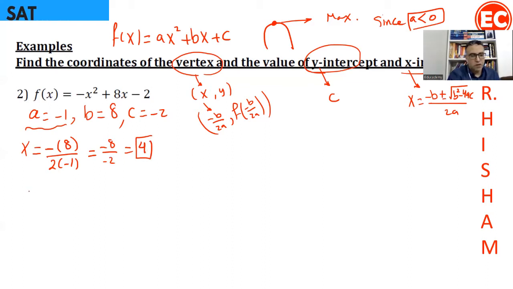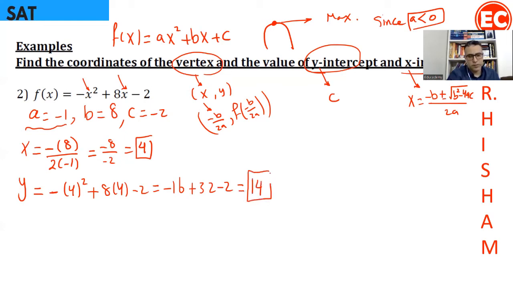After I figure out the 4, I go back and replace it instead of x. So it's negative 4 squared plus 8 multiplied by 4 minus 2, which is negative 16 plus 32 minus 2. So it's 32 minus 18, which is equal to 14. So I know now that the vertex of this curve is (4, 14). The y-intercept is (0, negative 2), the value of c.